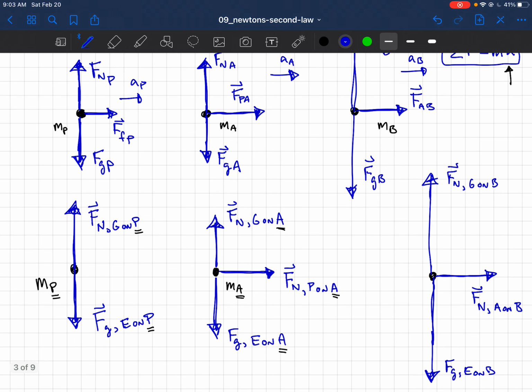So for example, I had over here the force of box A on box B. That means that if box A is acting on box B, there should be a force of B acting on A, and therefore I need to have a force over here, which is the Newton's third law pair. So there should be another force here, which is the force of normal of B on A.